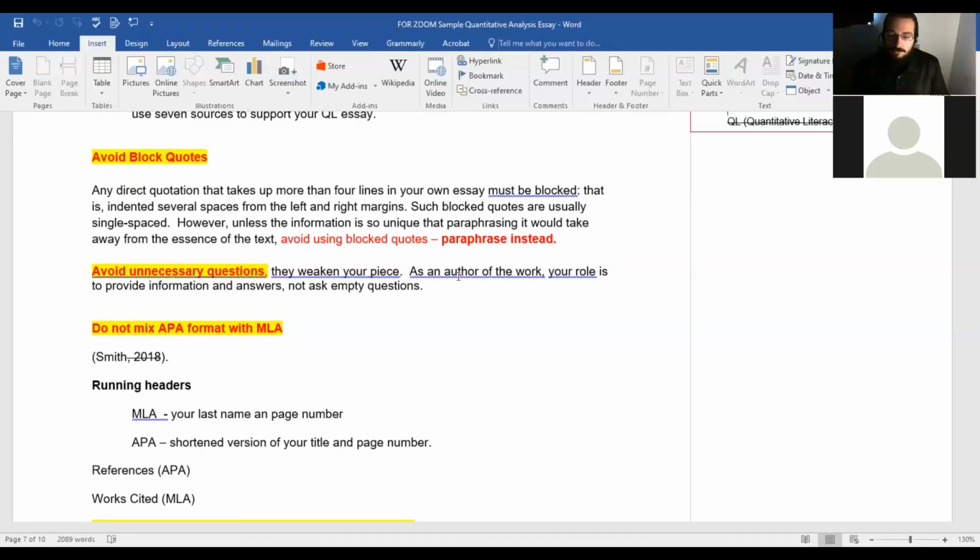They will take a huge chunk from their source and put it in their paper, sometimes more than just one. Unless the information is so unique that if you change a word or two, or try to paraphrase or summarize it, you're going to lose the essence of that information. No, do not use block quotes. Instead, actually show skills of paraphrasing or summarizing.